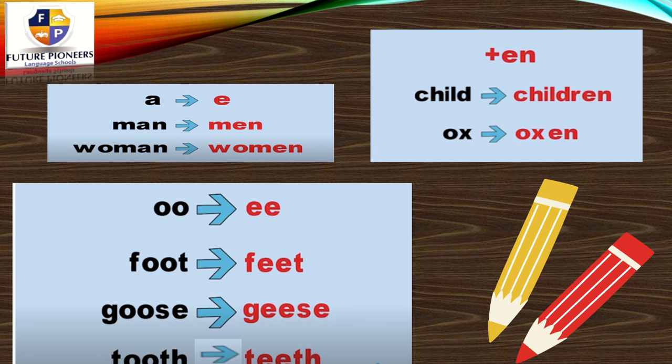Children. The ox. Can I say oxes? Because it ends with X? No, it has an exception from the rule and its plural is oxen. Oxen. So we are changing this by ending it with EN.